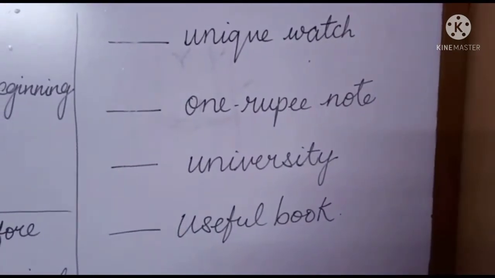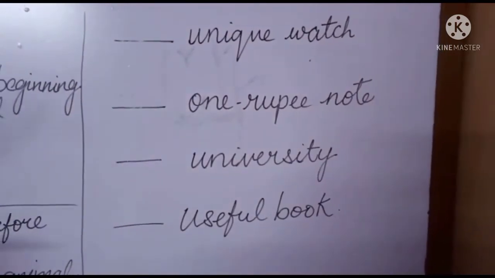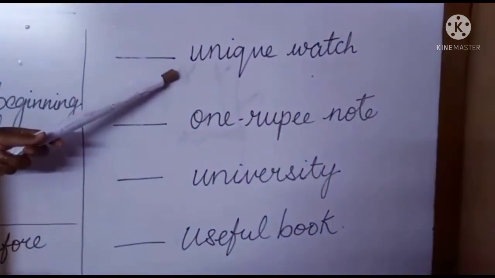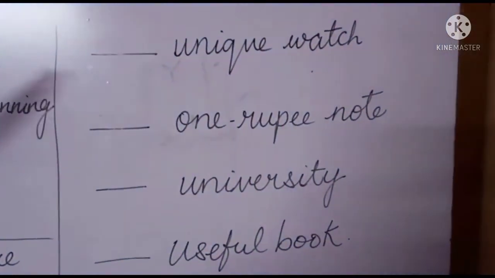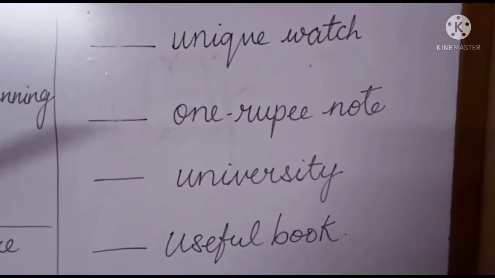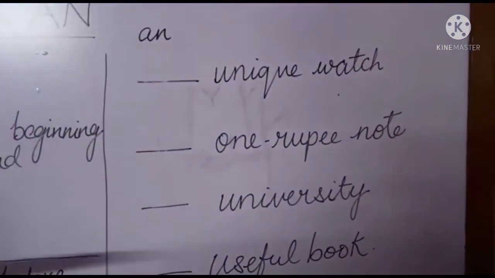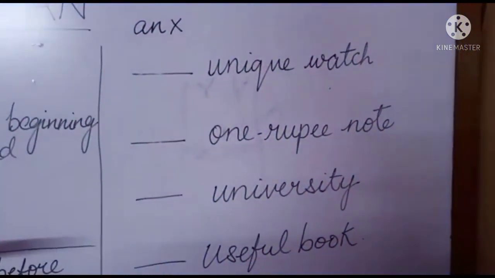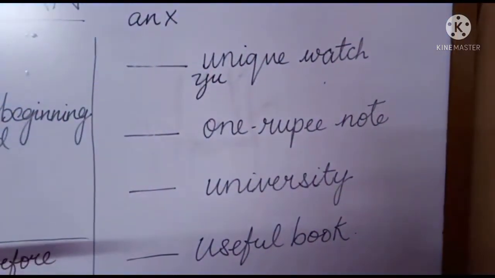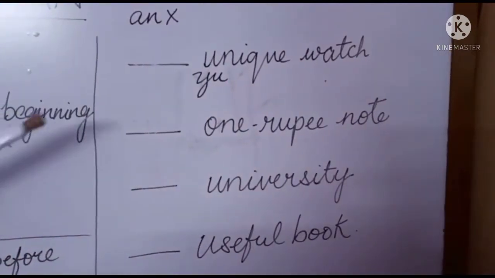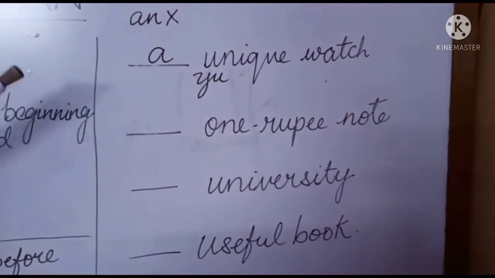Yes, children, let us check how far you understood the usage of A and "an" in a phrase or a sentence. Here is a phrase: dash unique watch. Which kind of article are you going to place before it, A or "an"? You observe a U and immediately you write "an." No, it is wrong. It has a "yu" sound. That's why you use A before the word unique.